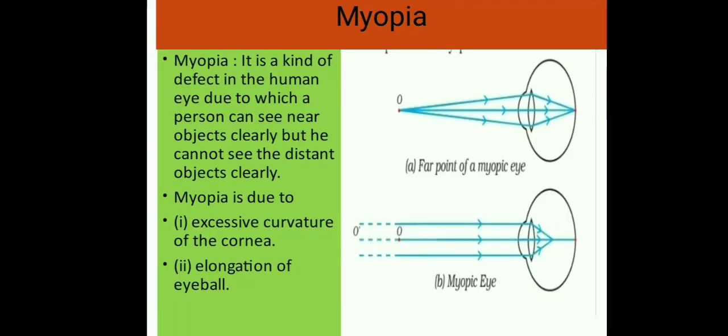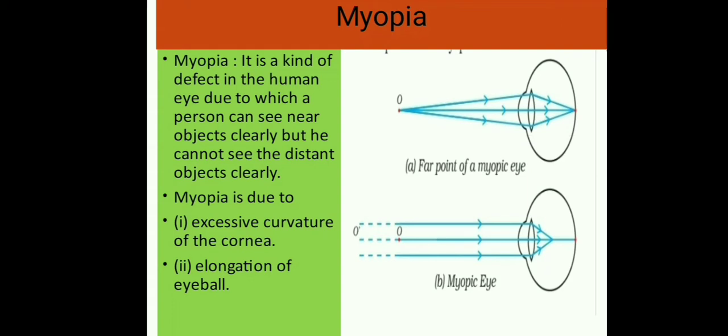Myopia. It is also known as short-sightedness. It is a kind of defect in the human eye due to which a person can see near objects clearly, but he cannot see the distant objects clearly. There are two reasons for myopia. First is excessive curvature of the cornea and second is elongation of the eyeball.